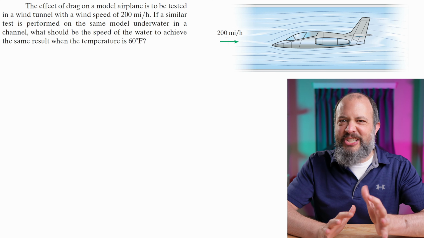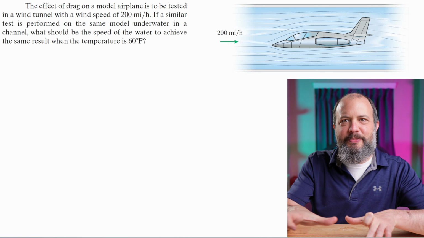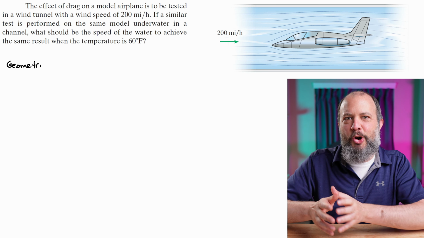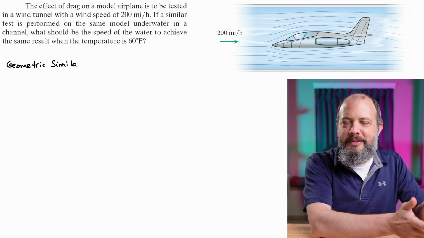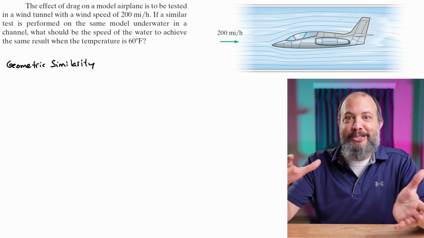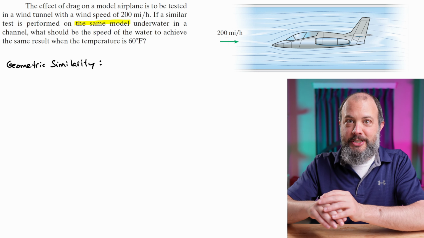The second problem changes up the terminology a little bit. Instead of model and prototype, this one just has model versus model. It's actually the same model, and you're just choosing whether to use it in a wind tunnel or a water tunnel. So all similitude problems require geometric similarity. That is, if you change one dimension on a part by a factor of 10, you need to change all dimensions by that same factor. So you can't stretch or squish or distort something as you're making a model. Every dimension needs to be the same ratio.